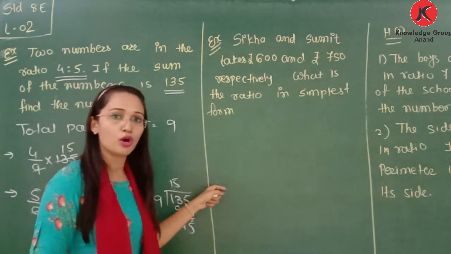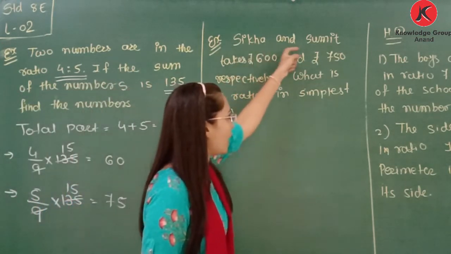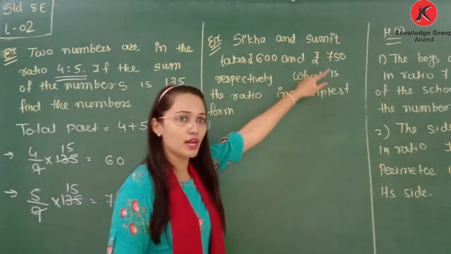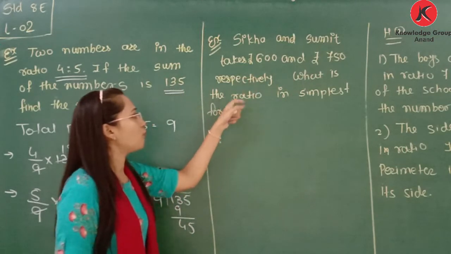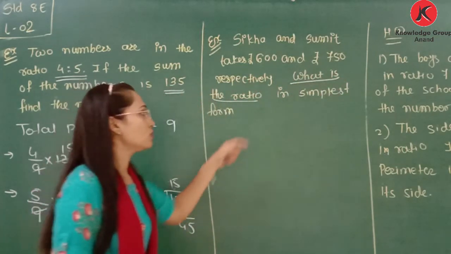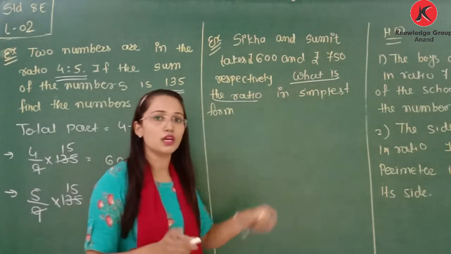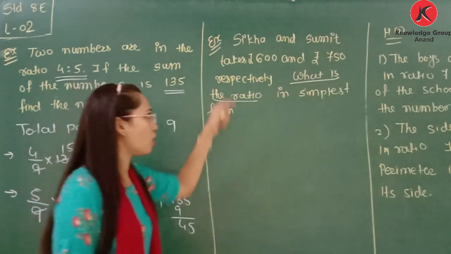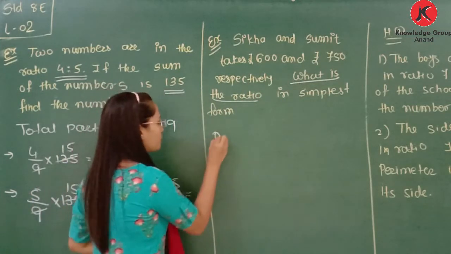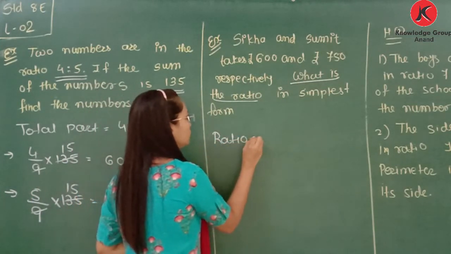Now let's take one more example. Here Sikha and Sumit take rupees 600 and rupees 750 respectively. What is the ratio? Here you need to find the ratio of 600 and 750. So let's find the ratio.